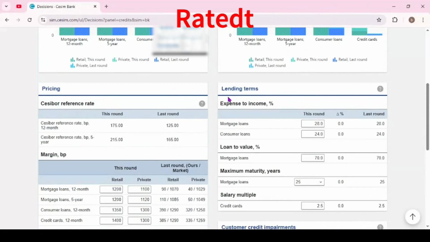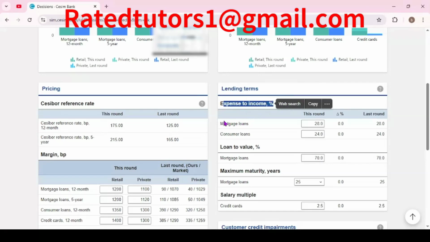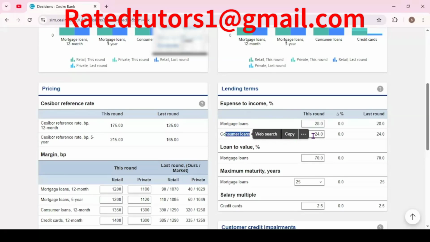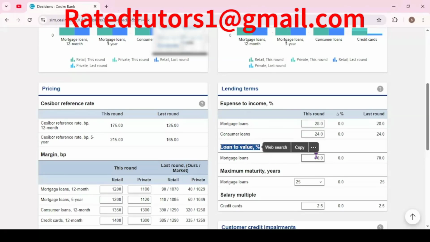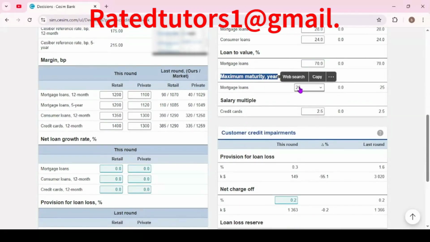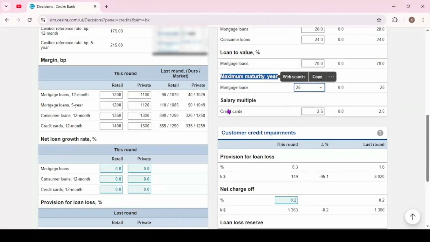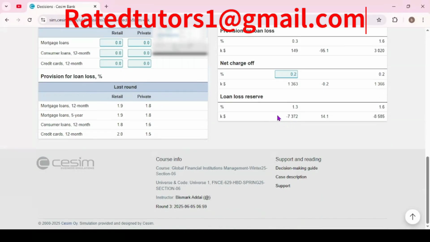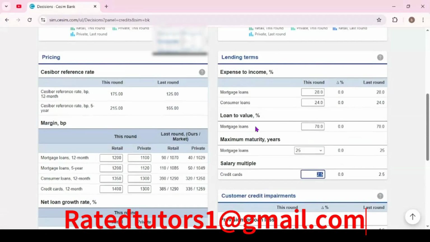And on the other side, we have the lending terms. Under the lending terms, you have the expense to income, whereby for the mortgage loans you need to give a percentage. Consumer loans, which for us we give 24%. Also, you have the loan to value percentage, which is 70%. You also have the maximum maturity years, which at the moment is 25 for the mortgage loans. And you also have the salary multiple for credit cards, which is 2.5. You also have the provision for loan loss, and the net charge off, which you normally give 0.2.